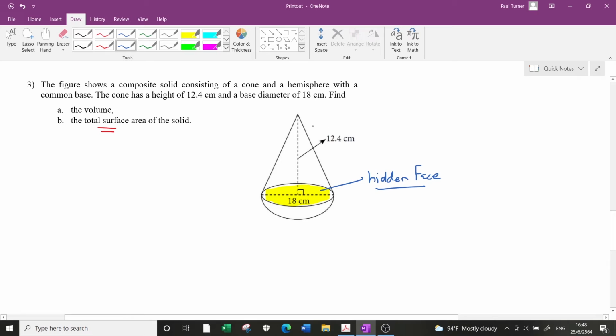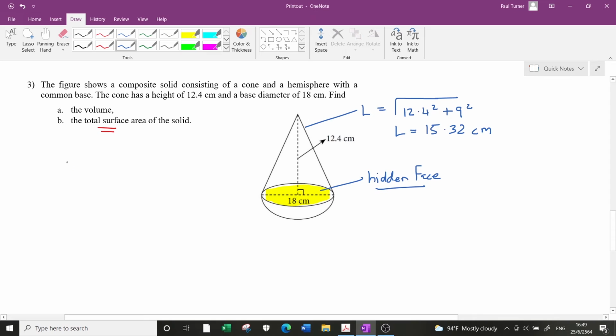Now we will need our slant length, L, and that would be equal to the square root of 12.4 squared plus 9 squared. And that will give us 15.32 cm. We need that for the curved area of the cone.